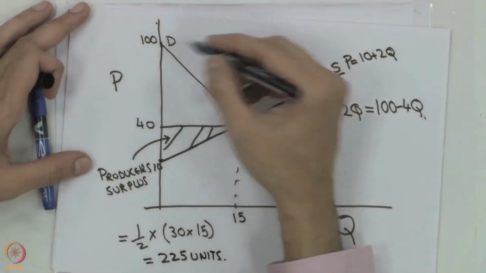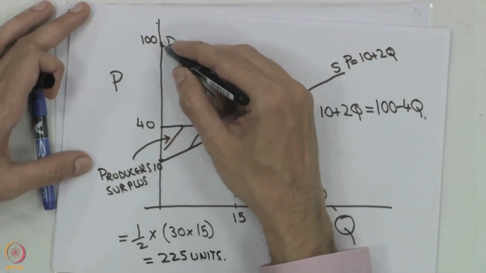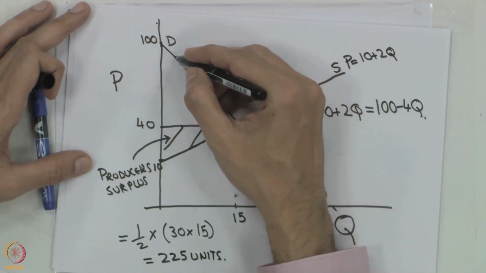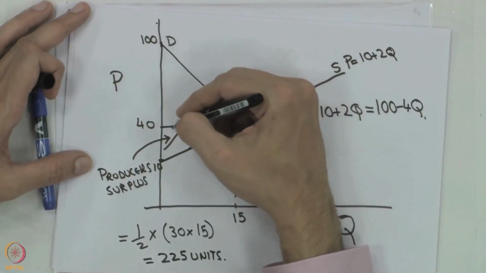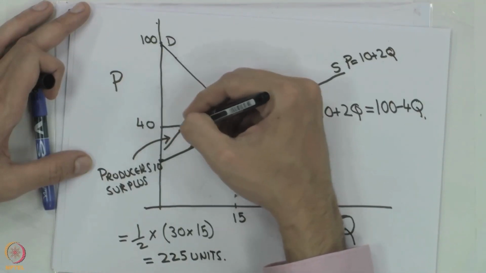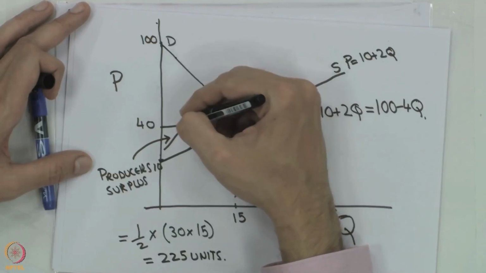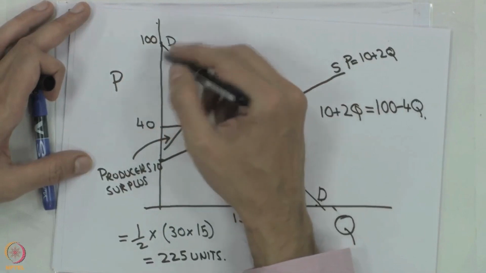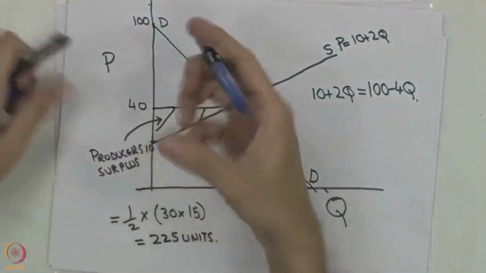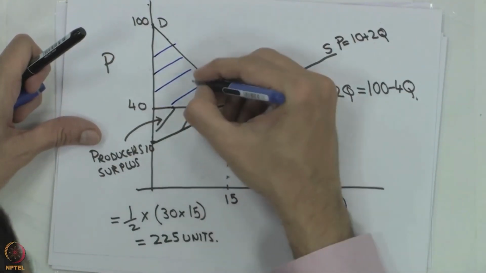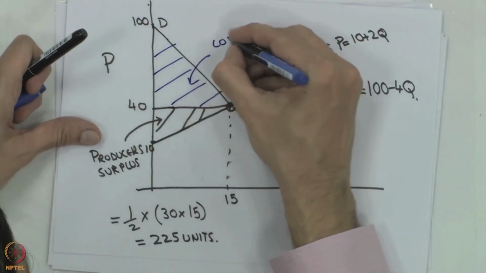The consumer surplus is like this. At a price of 100, the consumer will not buy, there will be no demand, but at any other price, the actual willingness to pay is this value, and the actual payment is only 40 rupees. So this much is the consumer surplus. If we aggregate it over all the consumers, this triangle which I am now shading is the consumer surplus.